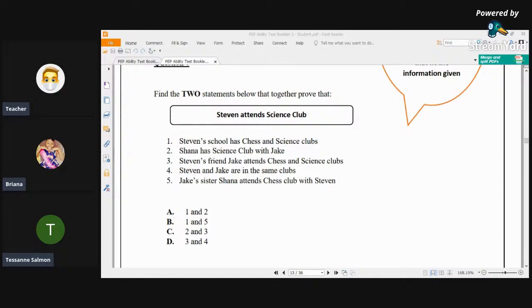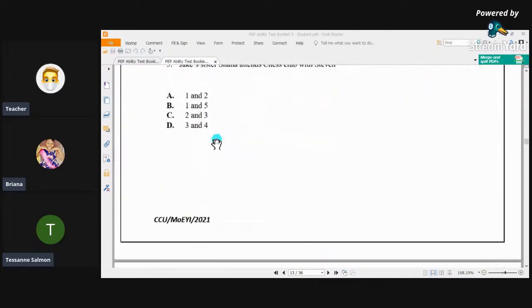My answer would be D, 3 and 4, because number 3 says Stephen's friend Jake attends chess and science clubs, and number 4 says Stephen and Jake are in the same clubs. So if Jake is in science club, it means that Stephen also attends science club. All right, well done. If they are in the same club, that means they have to be in the science club together.